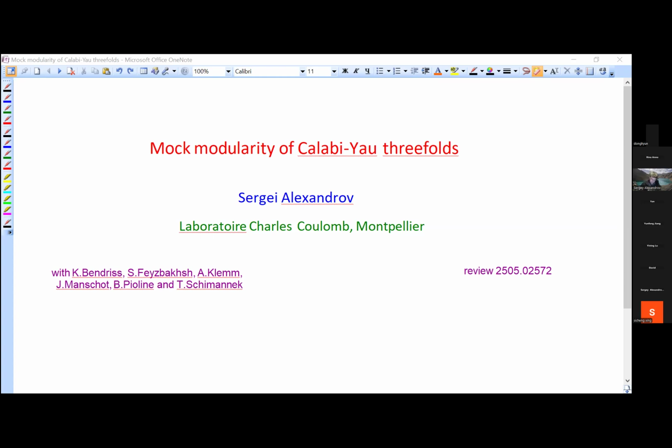Okay, so let me start. The idea of these lectures is to explain to you the modular properties of the so-called rank zero Donaldson-Thomas invariants, more precisely the generating series, and how these modular properties can actually be used to find these topological invariants and also some other topological invariants.